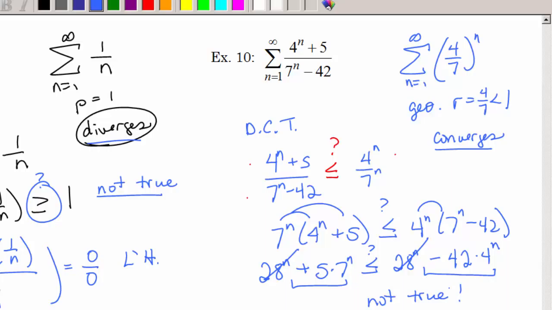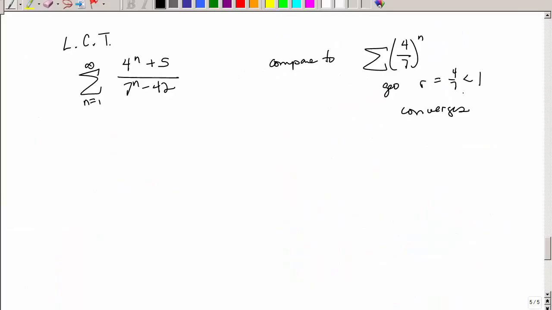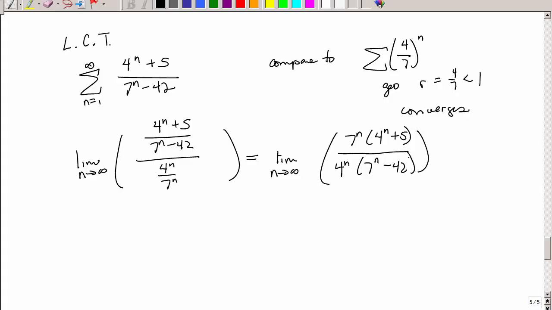So what can I use? Let's try the limit comparison test. Okay, so we have the same problem, same comparing, but let's use that limit comparison test. So what I'm given goes on top, what I'm comparing it to goes on the bottom. So that could equal the limit as n approaches infinity, flip and multiply. That's going to be 7 to the n, 4 to the n plus 5, divided by 4 to the n over 7 to the n minus 42. Well, that's kind of ugly. I'm going to keep plowing along.